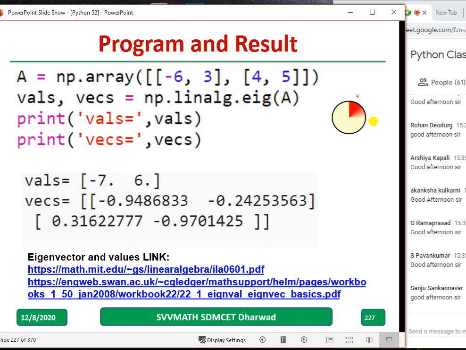This is a way how we can find out eigenvalues and eigenvectors. np.linalg.eig(A). Just I am printing the values and the vectors. The values you just now found using steps, and using a simulation also we got -7 and 6 as an answer.